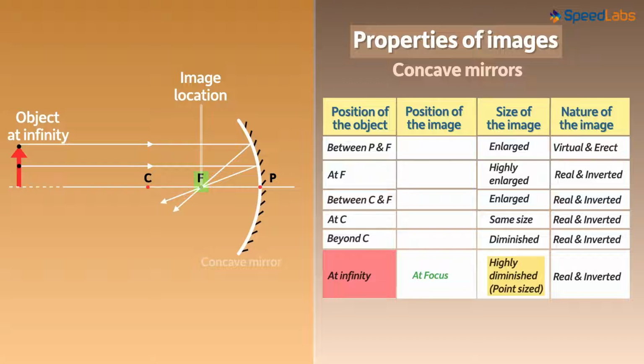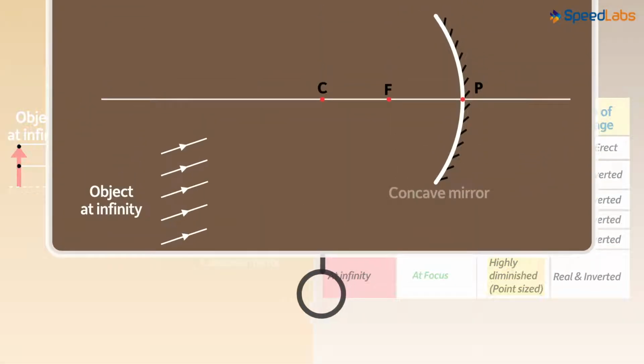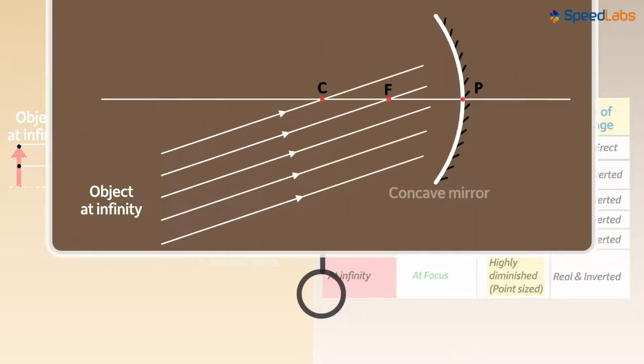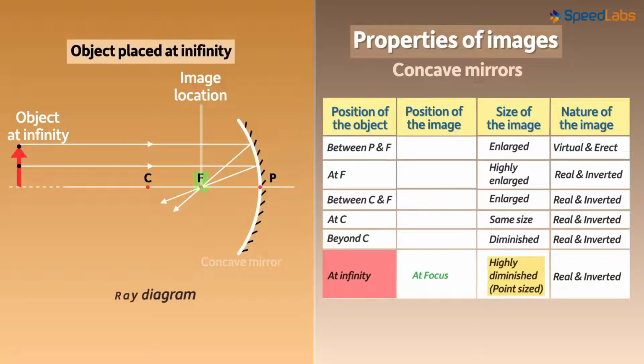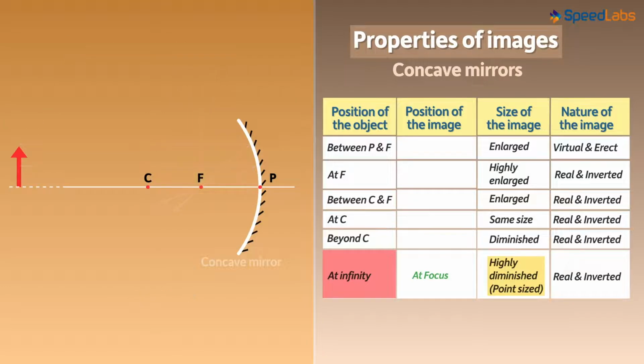For instance, here the rays of light coming from an infinitely far away object are parallel to each other, but they are not parallel to the principal axis. Here as well, all the rays after reflection will be focused at one point. So when the object is infinitely far away from the concave mirror, the image will be formed at the focus. So this is a ray diagram representing the image of an object which is at infinity. What if I kept the object somewhere else?